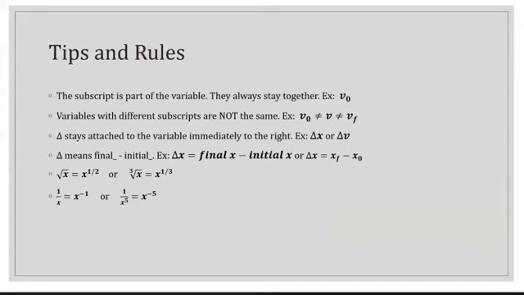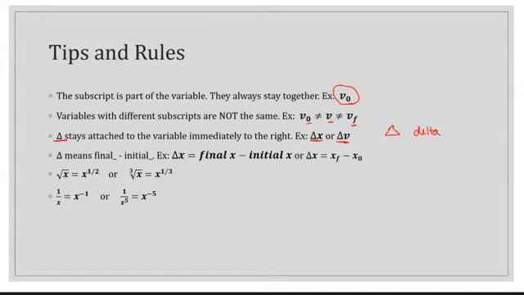So some tips as we work through this. One of the things you need to know is the subscript stays attached to the variable that it's with. You cannot separate them. If you have variables with different subscripts like v naught and v with no subscript and v final, those are not the same thing. They cannot be combined. They are different. We also have this little symbol called a delta. The triangle is a delta, and it always stays attached to the variable immediately to the right. This is called delta.